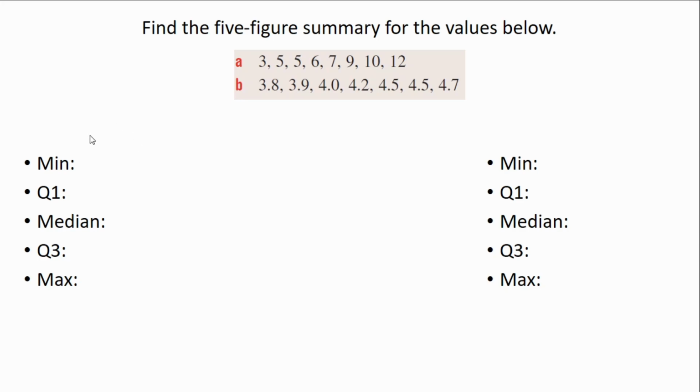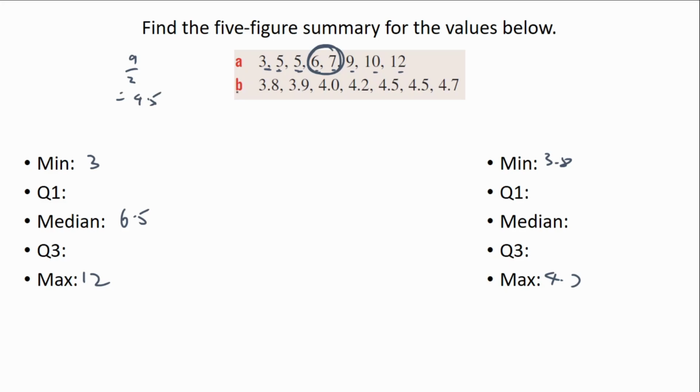Alright, so I'm just going to fill out the minimum and max for both of them straight away. That's 3, that'll be 12, this one will be 3.8, and that one will be 4.7. Now let's find the median. I've got 1, 2, 3, 4, 5, 6, 7, 8. So I'm going to do 8 plus 1 divided by 2, which is 9 over 2. So it's going to be between the 4th and the 5th, because it's 4.5. So it's going to be 1, 2, 3, 4. It's going to be in between these two. The average of 6 and 7 will be 6.5, so that's my median there.